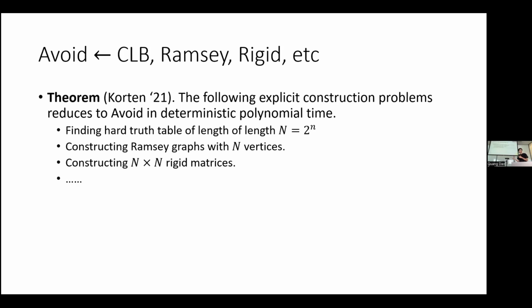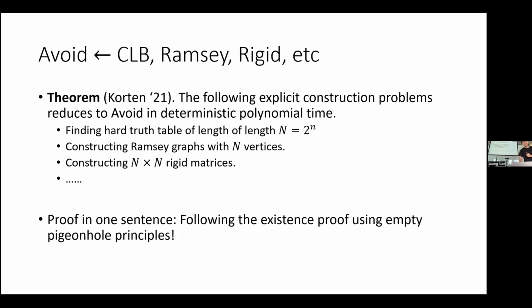All of them can be reduced to range avoidance. And in particular, if you solve the first problem, finding a hard truth table, you can also prove some circuit lower bound, like exponential time requires 2 to the epsilon n size circuits, because you can first find this truth table and then simulate it to construct an algorithm in exponential time that requires large circuits. Okay, cool.